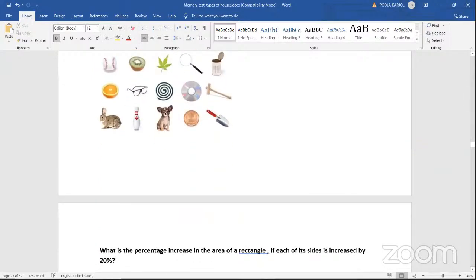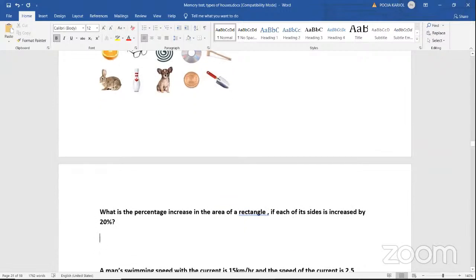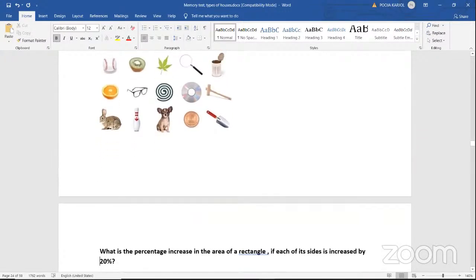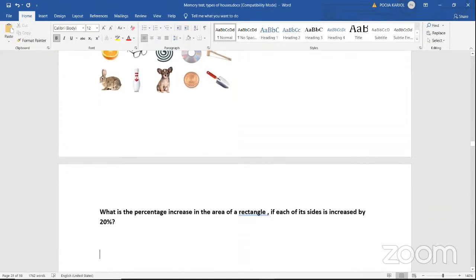Okay. I've collected a few questions from your paper. I wanted to see how many of you got this correct. What is the percentage increase in the area of a rectangle if each of its sides is increased by 20%? How many of you had done this, if you remember, of course? Yes, ma'am, I did it. Okay. Try to solve this. If you have done it, you can solve it easily. If you haven't, try it, please.